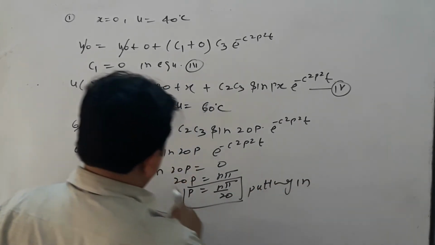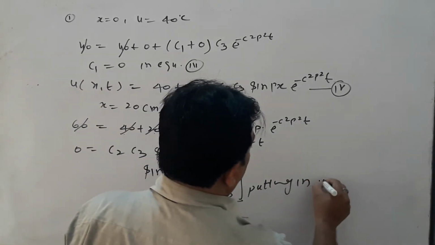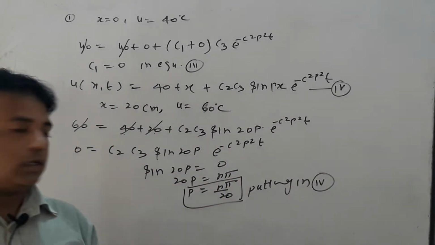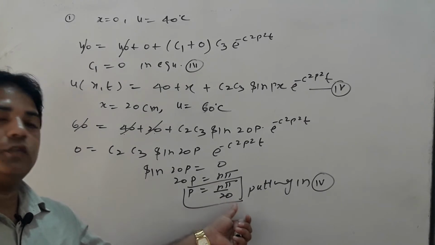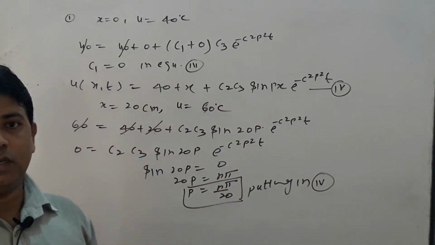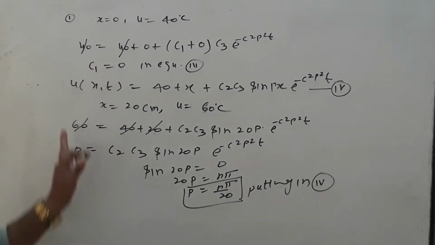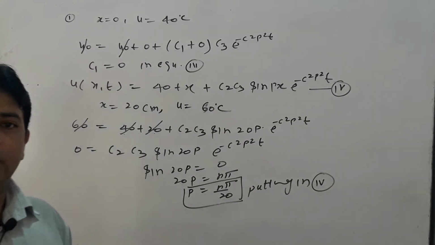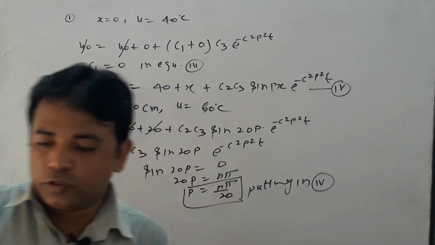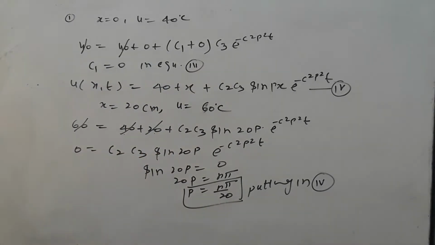Putting the value of p, n pi upon 20, in equation number 4, we change only l, which is 20, and put it in equation 5. Please make a note. Do you all understand? Very simple. Any doubt? Please tell me about this question. It is most important for exam purposes.